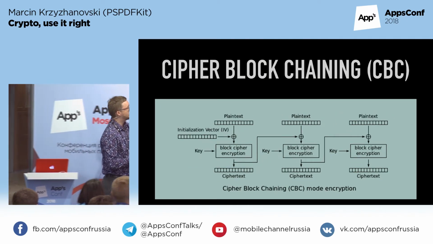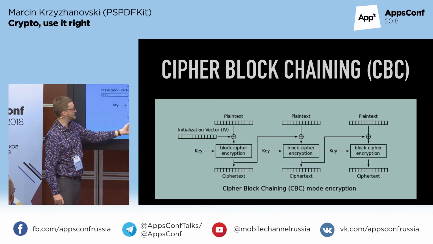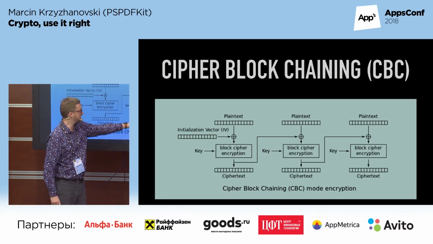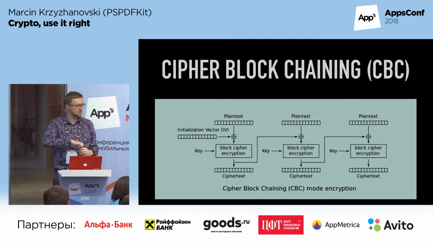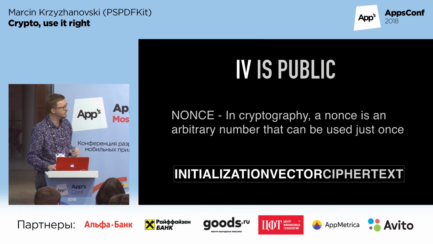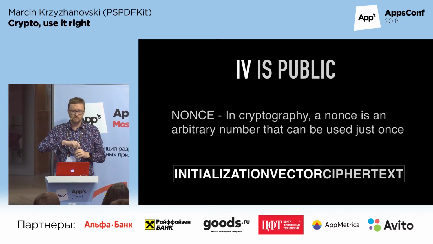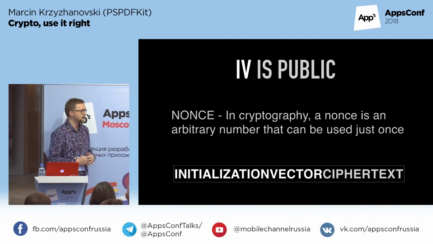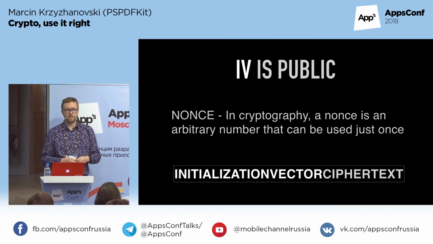And CBC, for a change, is different. It gets some initialization vector, applies the key to encryption, and returns the ciphertext that is used in the next block. The same here. So the output is used as the input for the next block. So it can only be encrypted linearly. That's one of the properties. And the IV, the initialization vector used here, what is it? You can find the name nonce, which means an arbitrary number that can be used just once. The IV is the only value that puts some randomness into the encryption. Otherwise, it's not random.